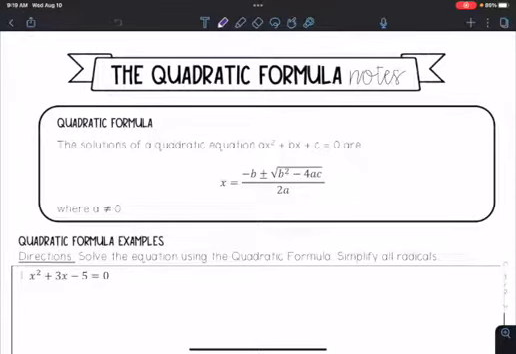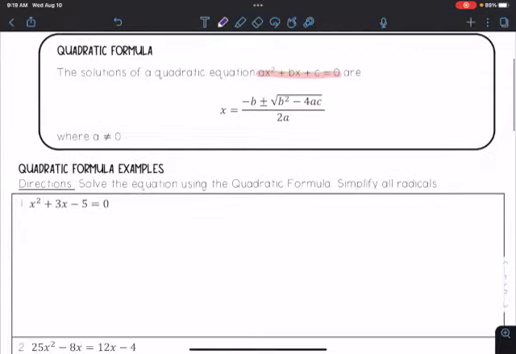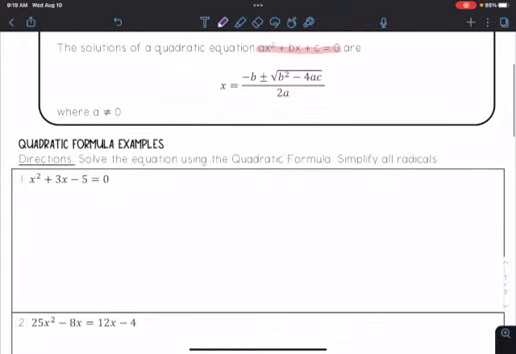The important thing to note, though, is that to find our a, b, and c values to plug into this formula, our equation needs to be in standard form. So I need to have all of my terms on the left-hand side and 0 on the right-hand side. So let's go ahead and go through some examples.